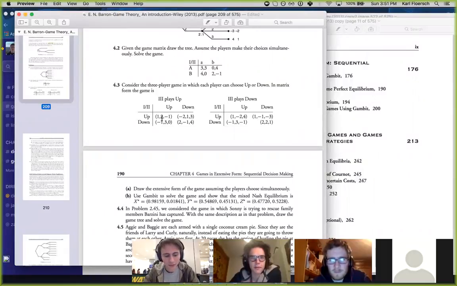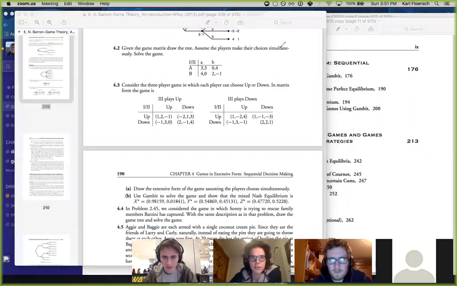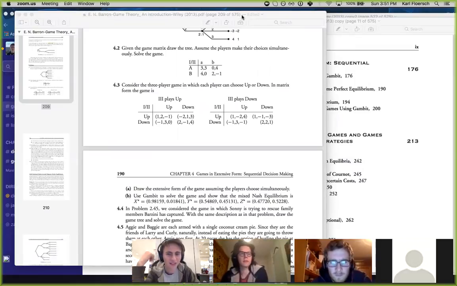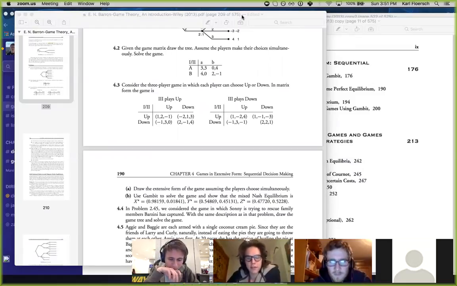I don't actually know the best way to draw because we just don't have Gambit. Maybe we can just draw on the screen. Okay. Is that a 3? Oh, it's a 3. Oh, cool. So we have a 3-dimensional matrix. That's nice. But it should be easy to draw, right?